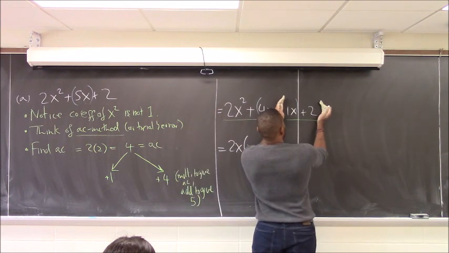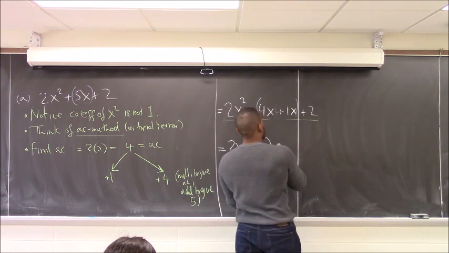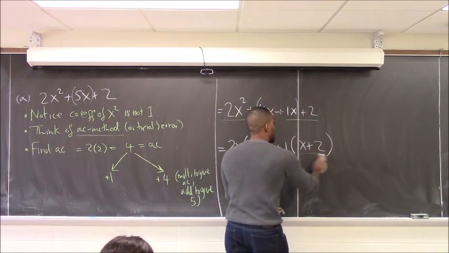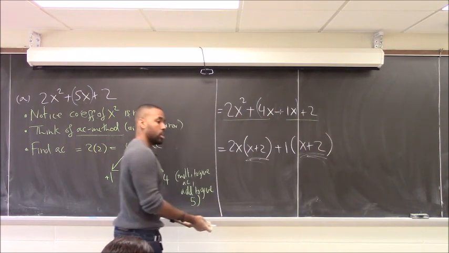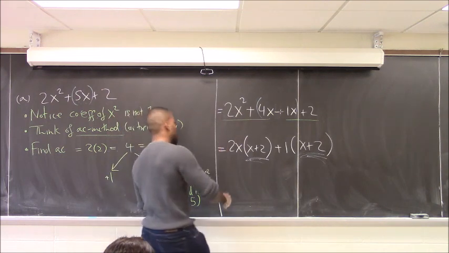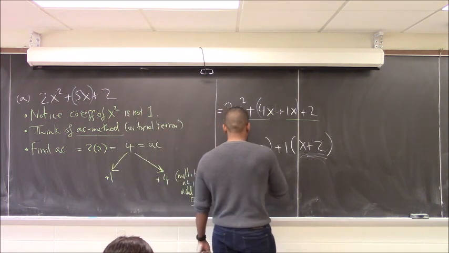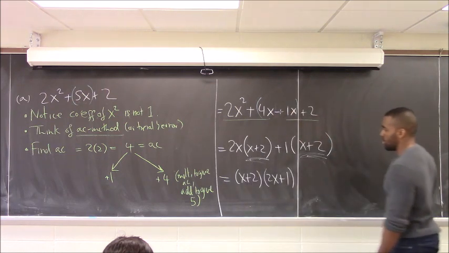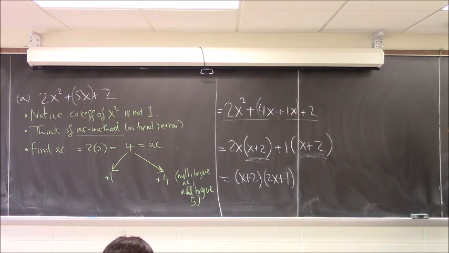Common term between these two? 1. So I pull out a 1. What am I left over with? Well, x plus 2. Now x plus 2, as you notice, you've just created another common term. So you're going to pull that out. And that's the factor.